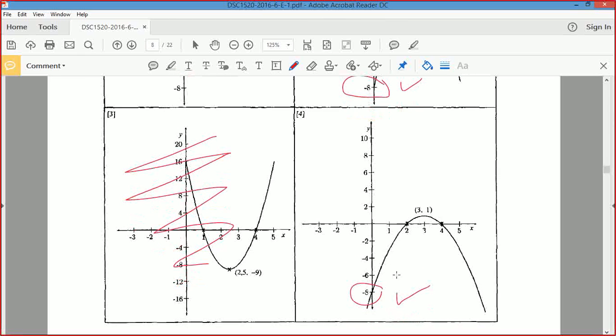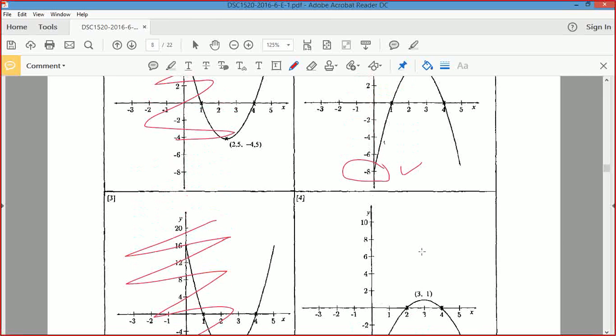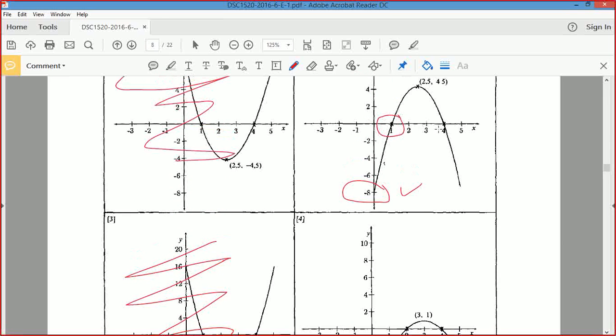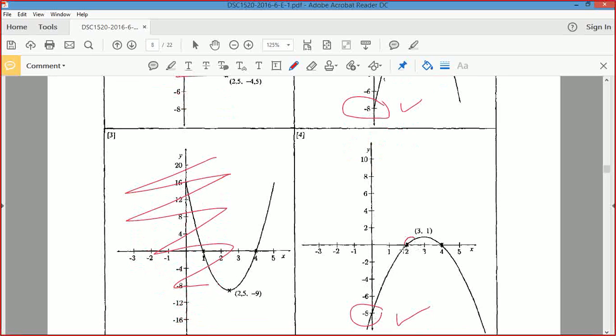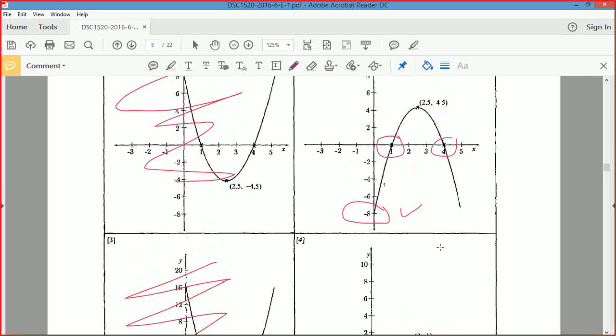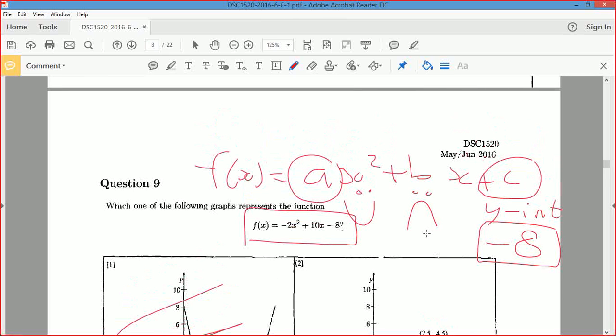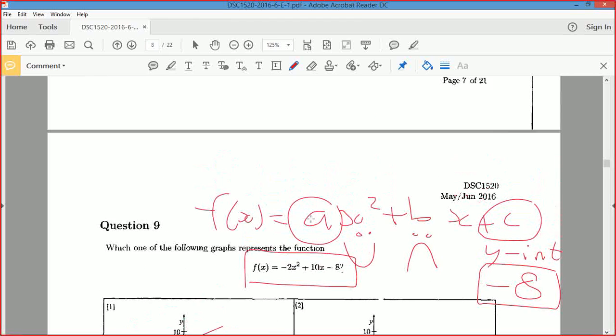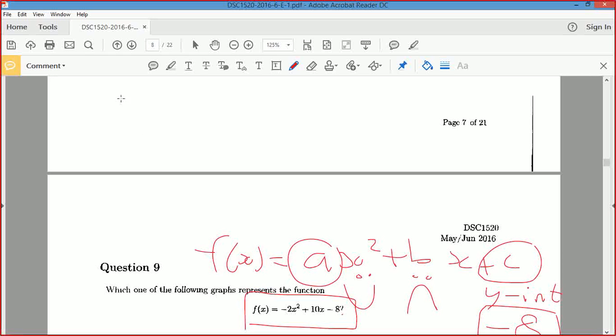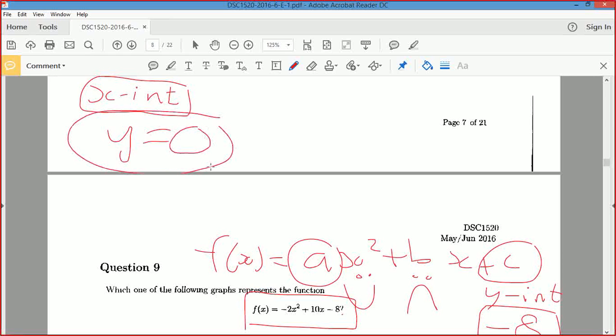Okay, so now we're looking at the intercepts. I've got intercepts there of 1 and 4, and I've got intercepts here of 2 and 4. I need to check the intercepts. How do I find x-intercepts? You use two brackets. What did you make y earlier? y equals 0.